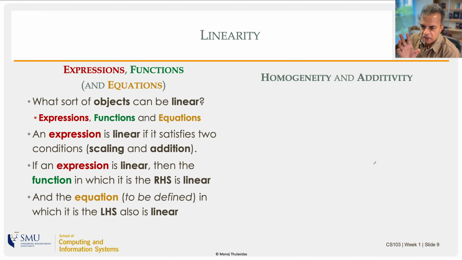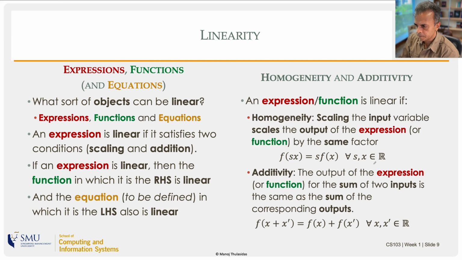So we will hold our thoughts on equations for a second, but let's define these conditions of linearity more formally here. These conditions are called homogeneity and additivity. An expression is linear if it satisfies homogeneity and additivity, both. And a function that stands in the place of an expression as a label is linear if the expression satisfies homogeneity and additivity. In other words, if the expression is linear.